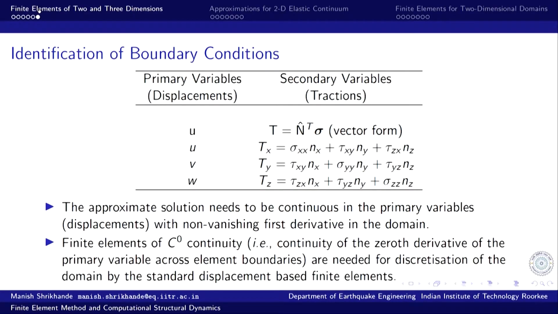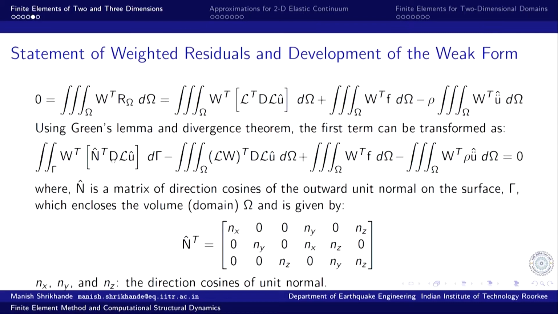Hello friends. So, we discussed the development of the weighted residual statement for a 3D elastic continuum, and how it can be converted into a weak form by taking recourse to the Gauss divergence theorem and converting a volume integral into a surface integral, and that leads to the basic boundary term of the variable, and from there we can identify the primary variable and the secondary variable.